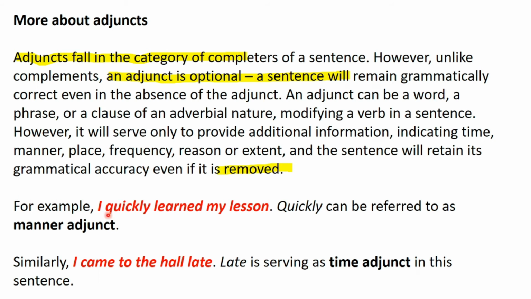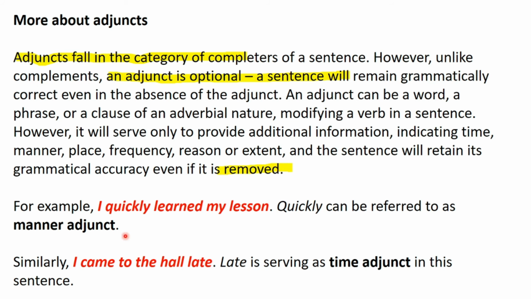For example, I quickly learned my lesson. Now in this sentence, the adverb quickly is indicating the manner in which the lesson was learned. I came to the hall late. Now late is an adverb and serving as the time adjunct in this sentence. It is indicating when I came to the hall. So when I remove quickly from this sentence and late from this sentence, the sentences will continue to be grammatically accurate and have a complete thought and meaning.